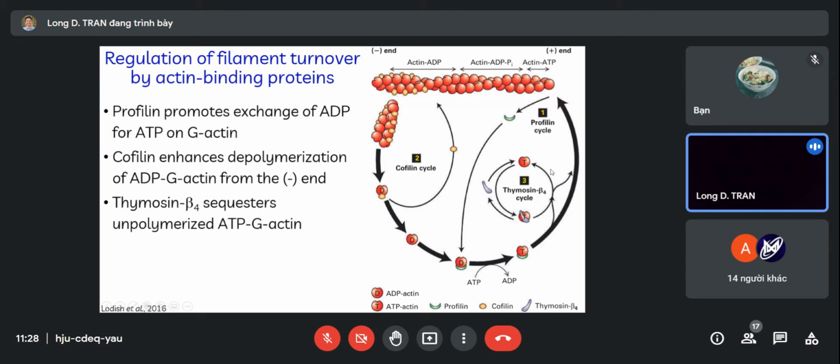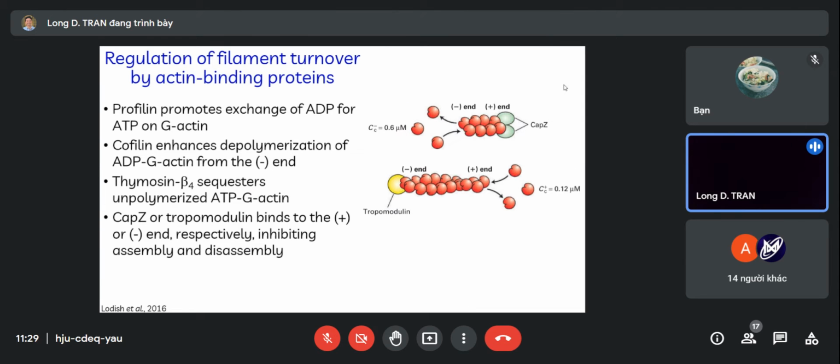The other protein is thymosin beta 4. Thymosin beta 4 binds to the ATP-actin and prevents the ATP-actin from being involved in the polymerization of F-actin. So the available ATP-actin depends on the concentration of profilin as well as the concentration of thymosin beta 4.